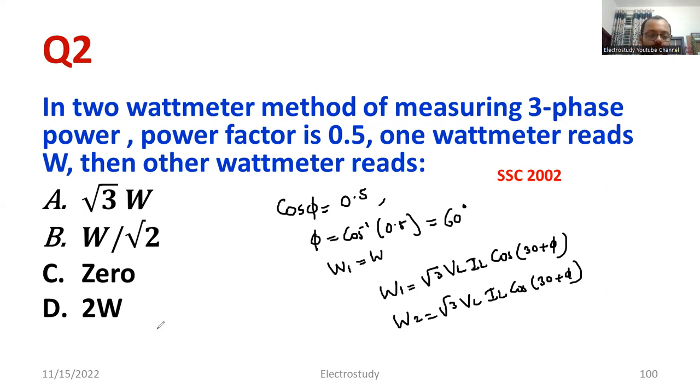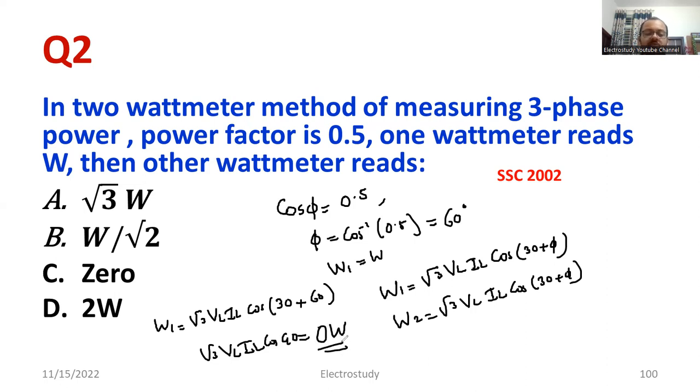So please calculate W1. What would be the value of W1? Root 3 into VL into IL into cos 30. 30 is already there, no? So keep it as it is. 30 plus 60. What is cos of 30 plus 60? It is 90 only, no? VL, IL, cos 90. What is cos 90? 0. So W1 gives 0 watts.